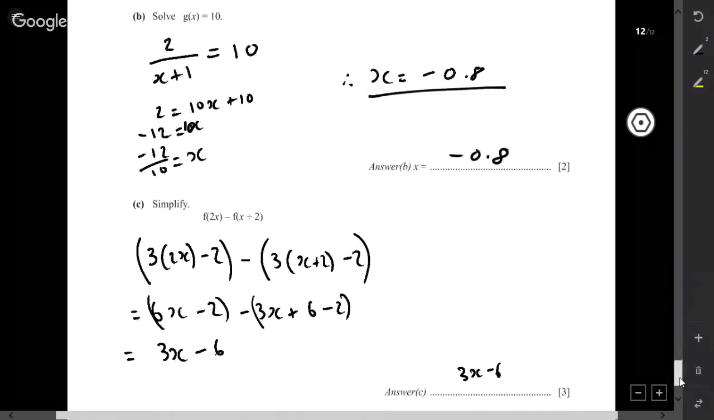Okay, simplify. So we're going to simplify this. Basically, what we need to do is, first of all, put 2x into our function. So imagine 2x is just the value of x. So it becomes 3 times 2x minus 2. And we're going to do the same here. So x plus 2 is our x value. 3 times x plus 2 minus 2. Again, we're going to just multiply this out, and it becomes 6x minus 2. And then this becomes 3x plus 6 minus 2. And simplified to its fullest is 3x minus 6.